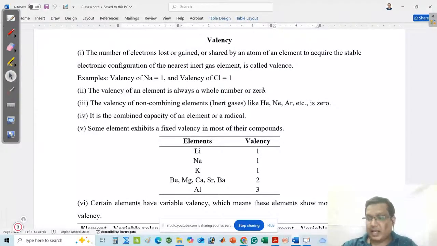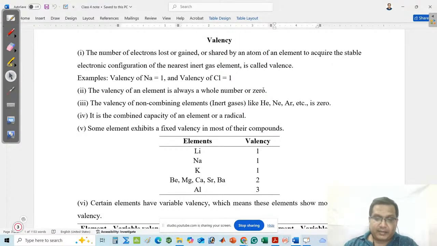Here I will explain atomic structure, and how you can know which element has a stable electronic configuration and which element does not have a stable electronic configuration.